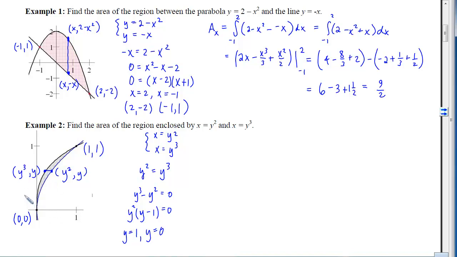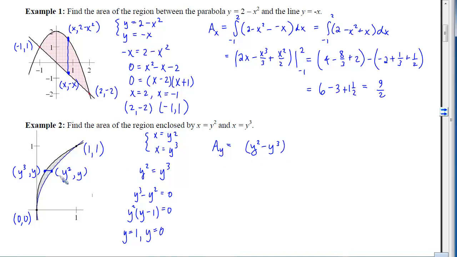Once I've labeled my strip, now I can find the length of that strip. Well, the length of this strip is a horizontal distance. So because it is horizontal, that means it is a difference between x coordinates. And to get that length as a positive number, we will need to take the right x coordinate minus the left x coordinate. So that's going to be a y squared minus a y cubed.